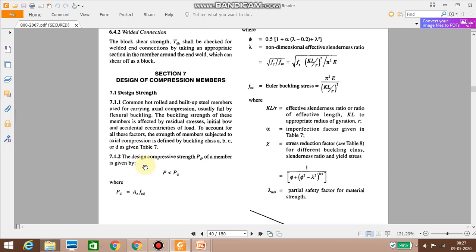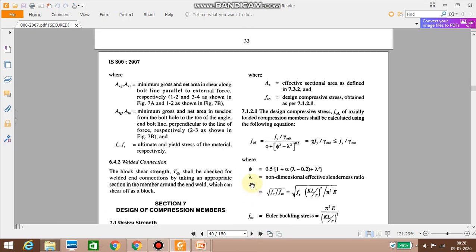Now, the design compressive strength PD of a member is given by P less than PD. P is nothing but the applied load. So always the applied load should be less than the design strength. Then only the safety will come. Where PD is nothing but AC into FCD. Now what is AC? It is AE. AE or AC also you can take, no issues.